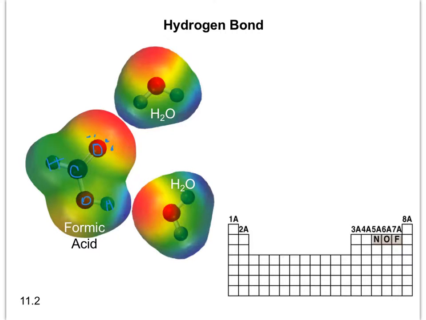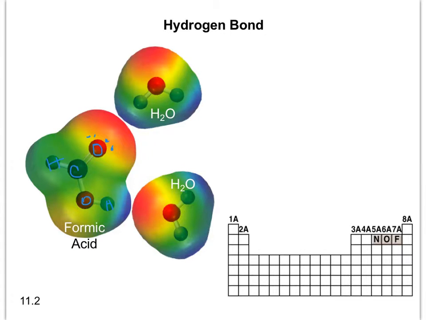So you can see that there's a lot of electron density here. That's red, electron density. And then the hydrogens of the water are slightly positive because there's more electron density on the oxygen side. And so the slightly positive hydrogens are attracted to the more negative oxygen. Down here, the oxygen is attracted to the slightly positive hydrogen because the electrons are away from that hydrogen.